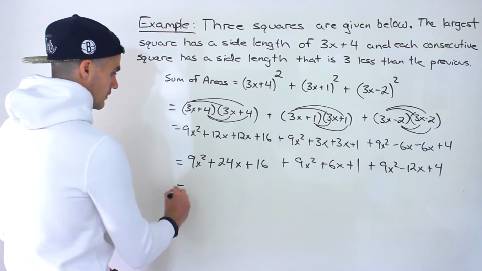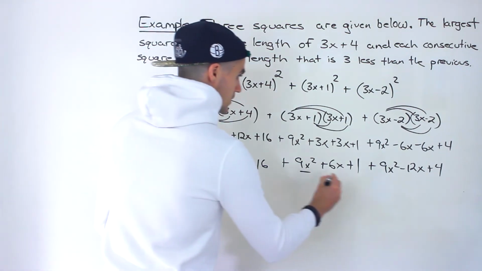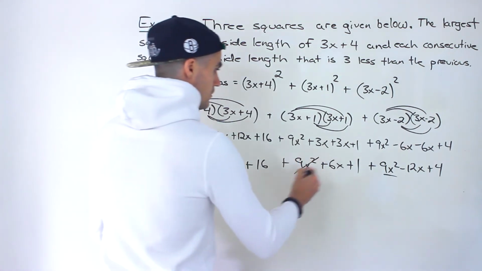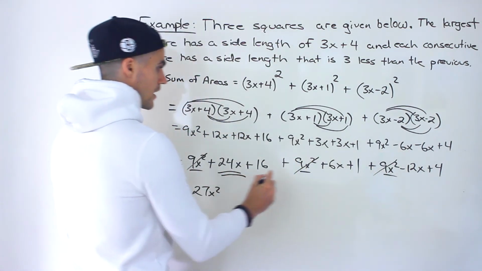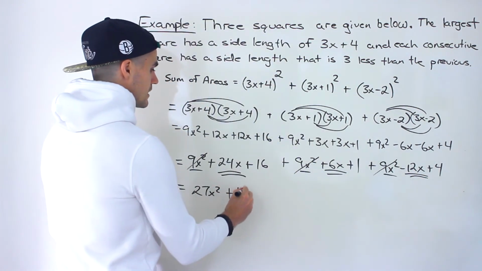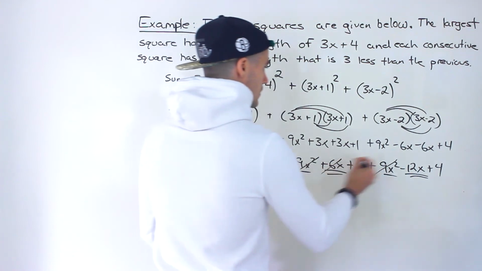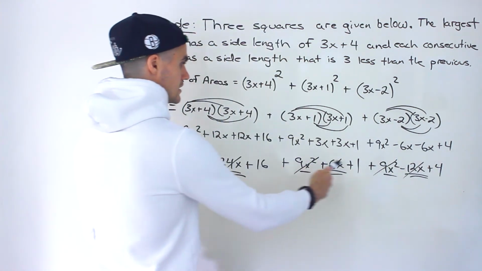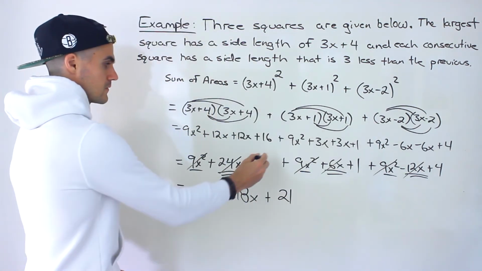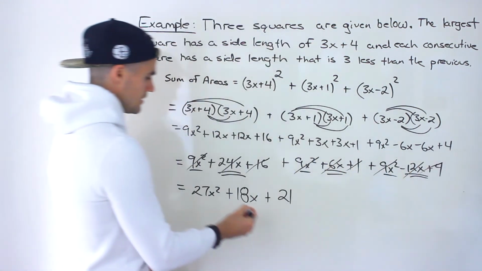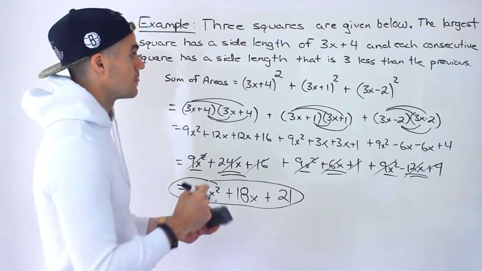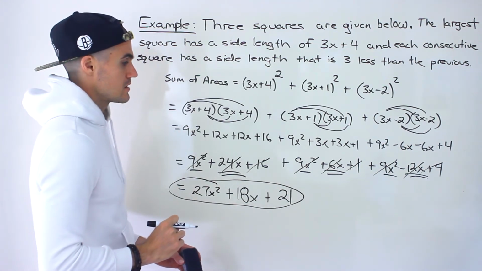And then from here, let's collect the like terms. So 9x squared, 9x squared, 9x squared. That's going to give us 27x squared, so those go away. Then we'll have 24x plus 6x, which is 30x, minus 12x would give us 18x. Those go away. And then we've got 16, 17, 21. Like that, right? And then these go away. So this here ends up being the simplified, expanded version for the sum of the areas of the squares.